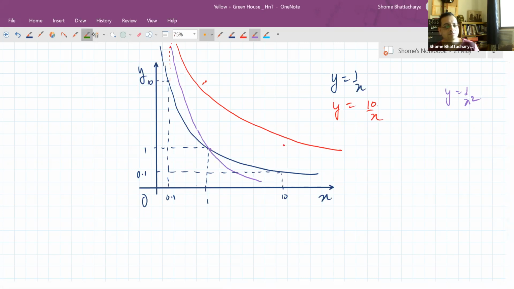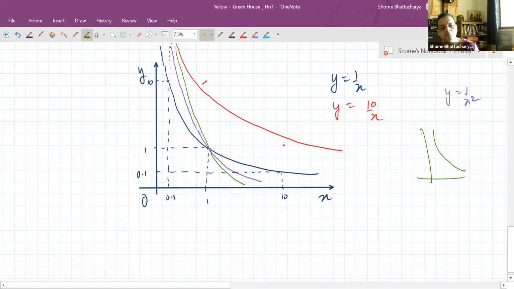So now in comparison, how will 1 by x cube be? It will rise even more rapidly before this, and after this it will decrease more rapidly. But the point is, all these graphs are this kind of shape, whether it's like this or it's like this or it's like this. They're this kind of shape, but how rapidly the slope is changing depends on the power of x in the denominator, whether it is x square or x cube, and also the points depend on what the constant in the numerator is. Okay. But the general shape of all of them is the same.